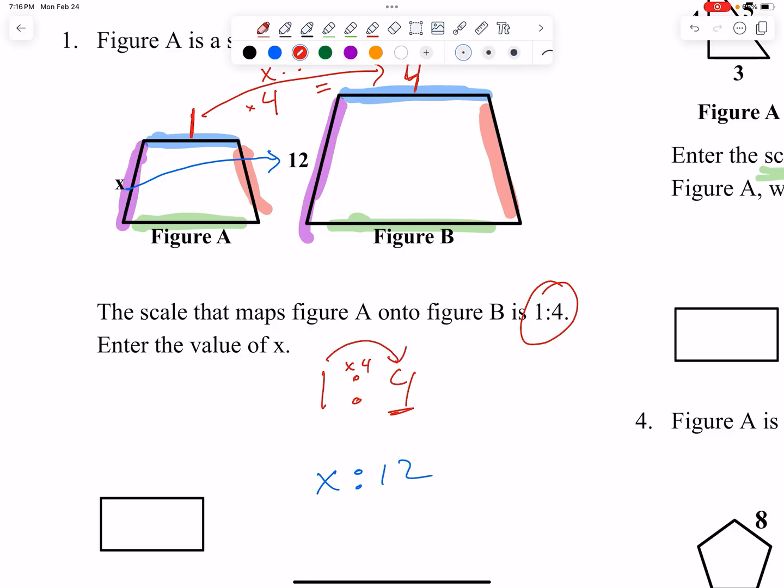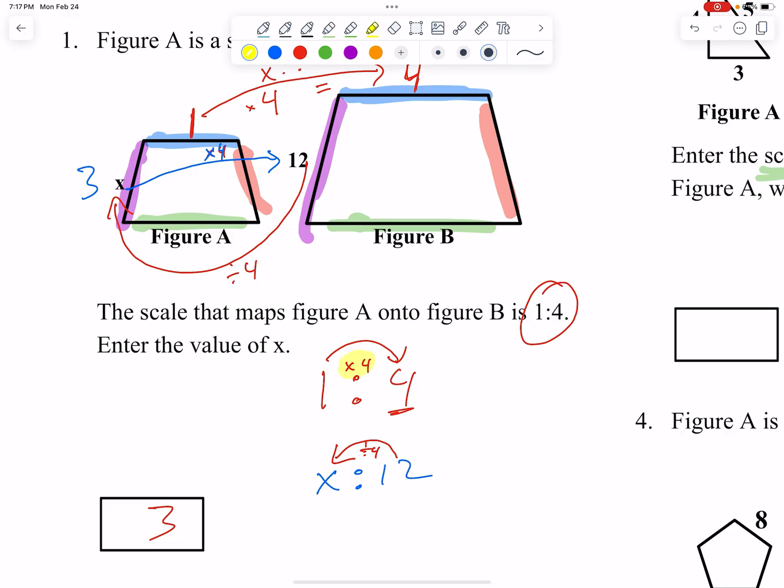I'm going to go like this because that looks like division. So what do I do if I want to go backwards? If I multiply times 4 to go to the right, to go to the left I have to divide by 4. So 12 divided by 4 gives me 3. Does that make sense? Let me see. If I put a 3 here, 3 times 4 equals 12. Yes, that's true.